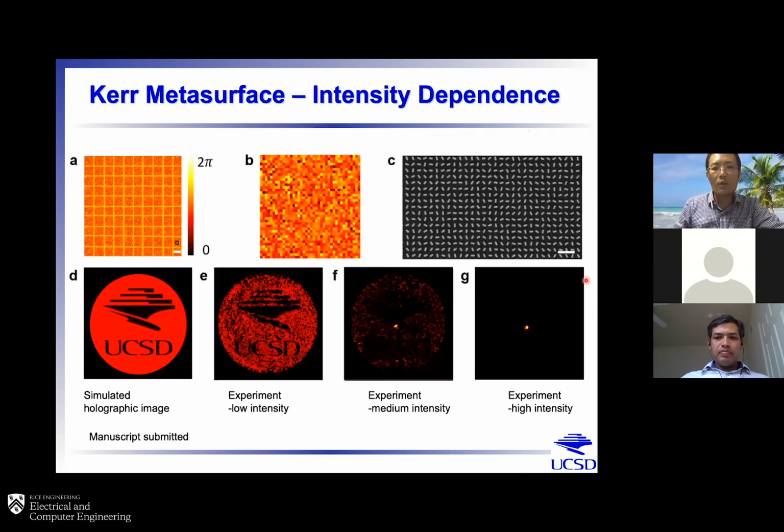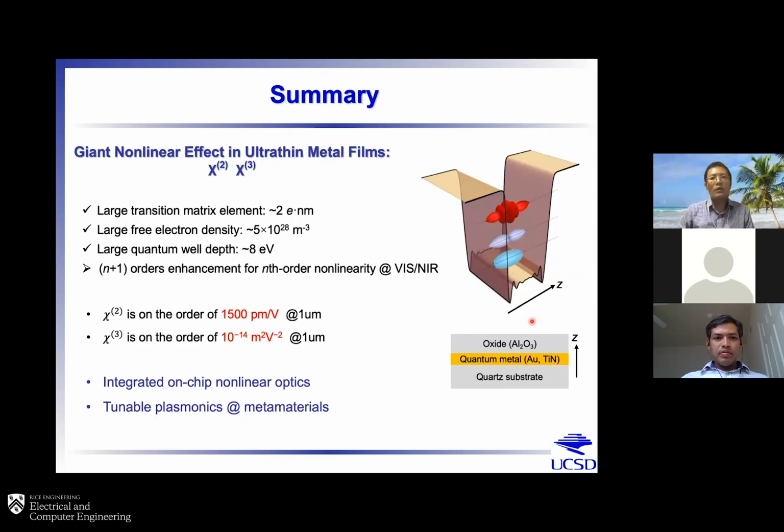Okay, and you can also use this to make a hologram. This is the experimental data. We have the low power intensity, and then you see this hologram. When you increase the power intensity, the hologram gradually disappears, and the whole thing is almost like a reflection mirror. Okay, so I think here is the summary for the giant nonlinear coefficient.